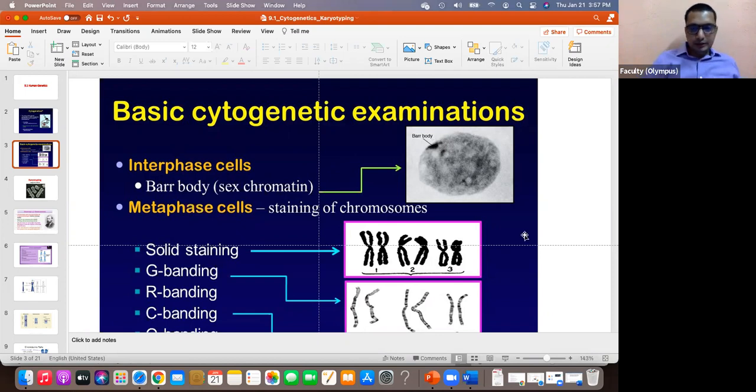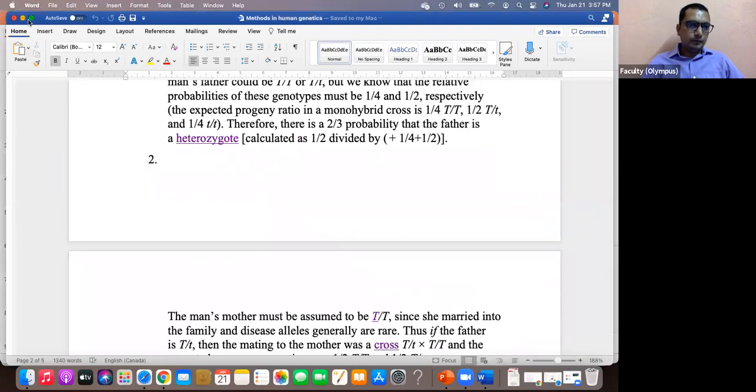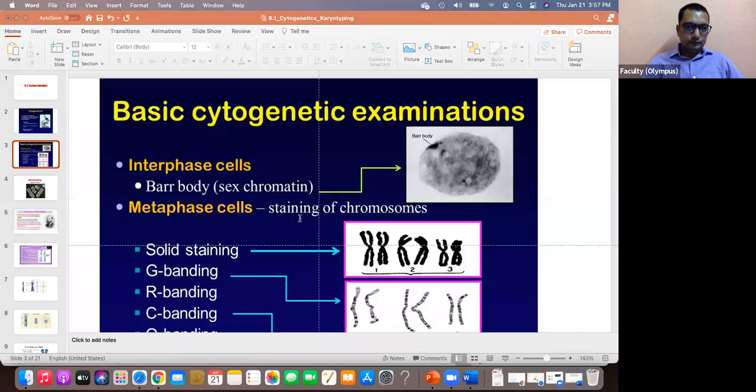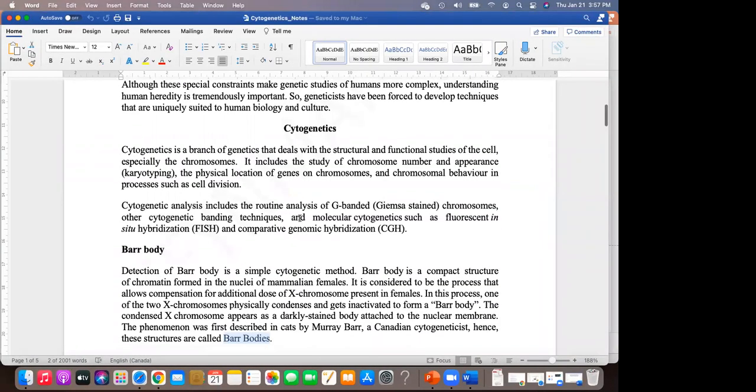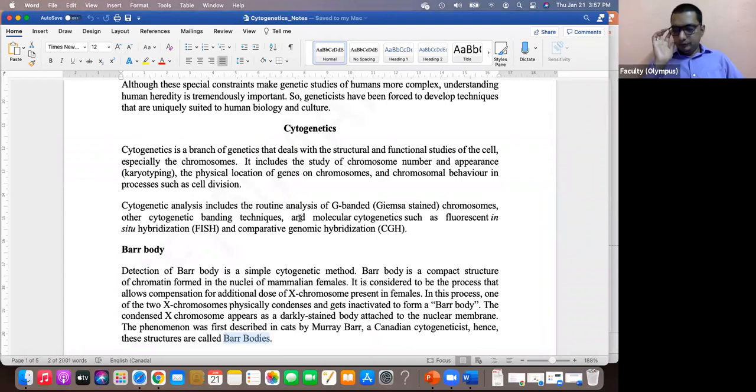I've explained this in the handout. So can you please explain it again? Sure. Right.